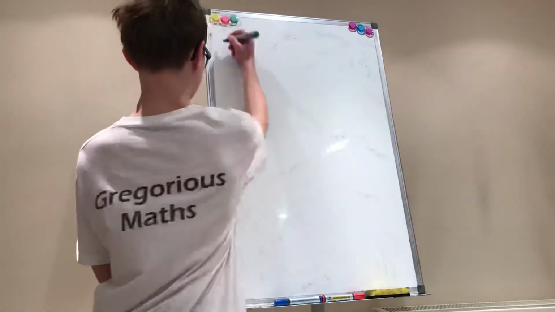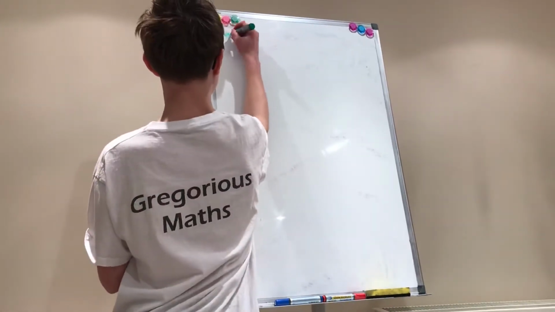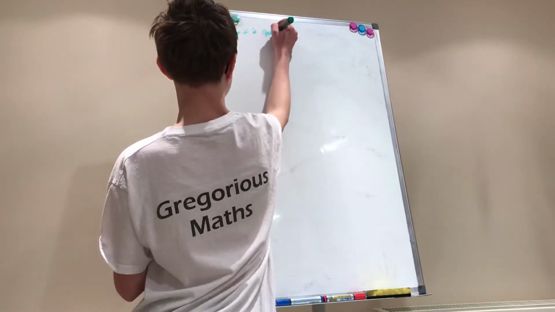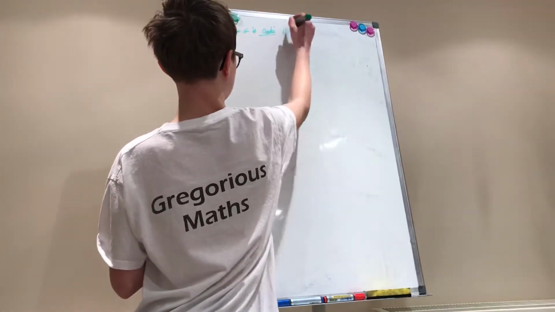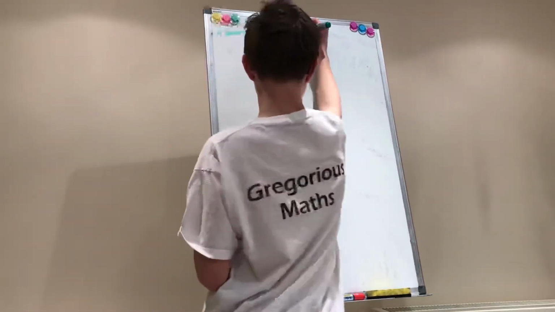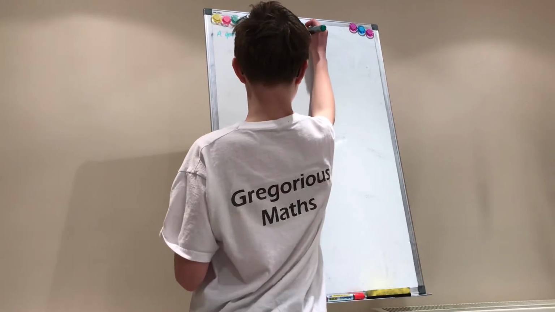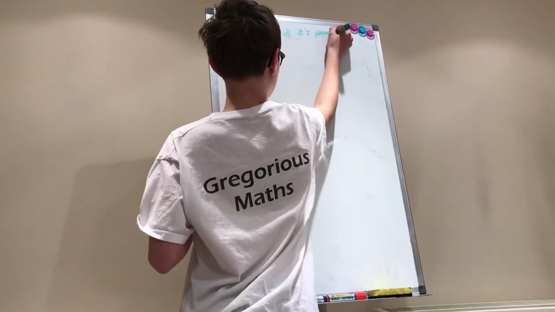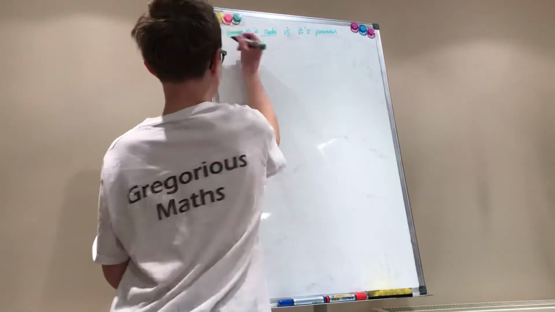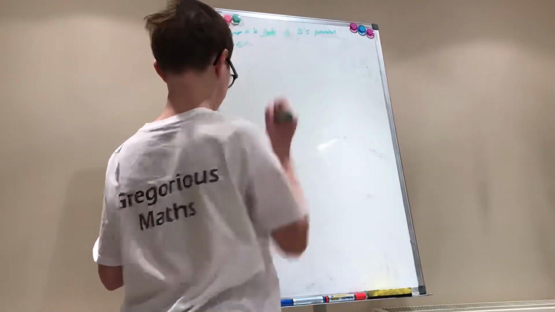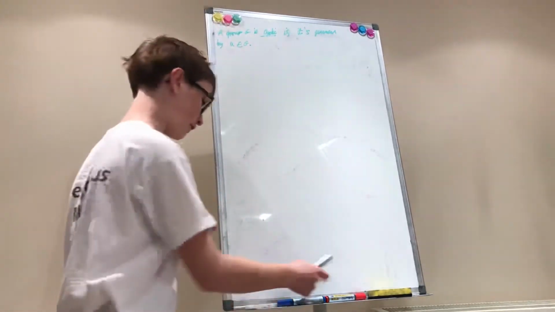A group G is cyclic if it's generated by a single element A in G. Okay? So what do we mean by this?